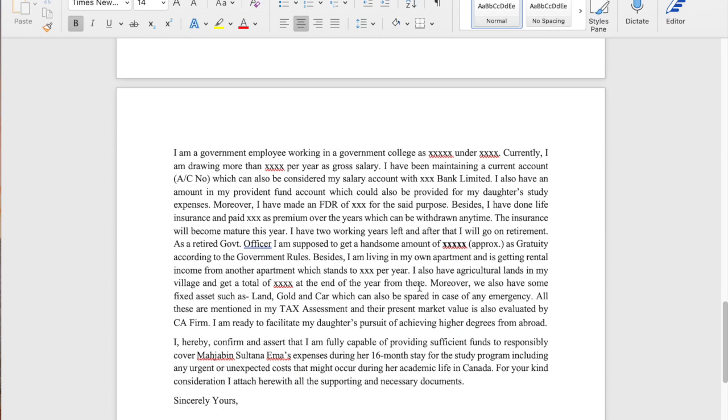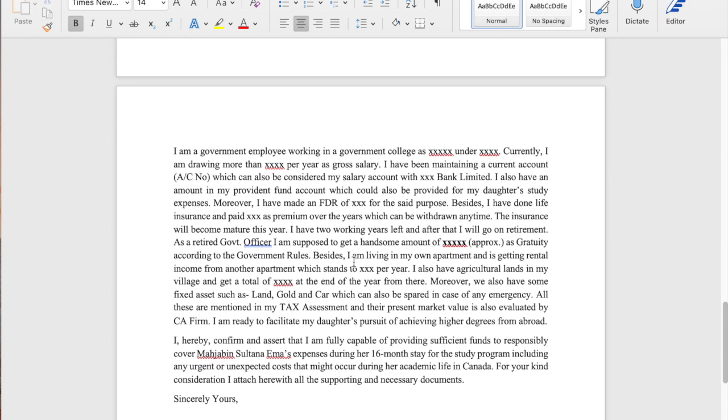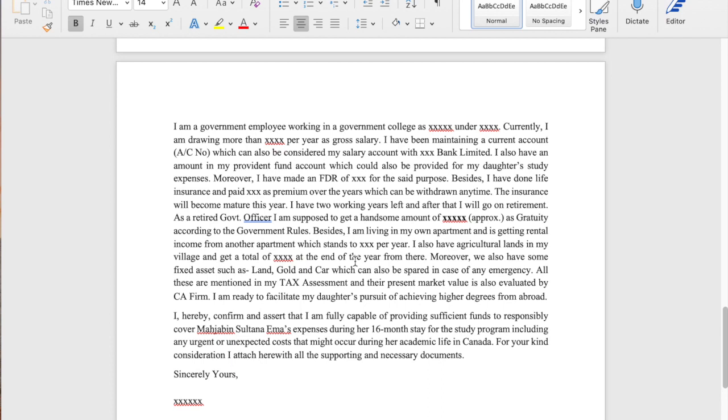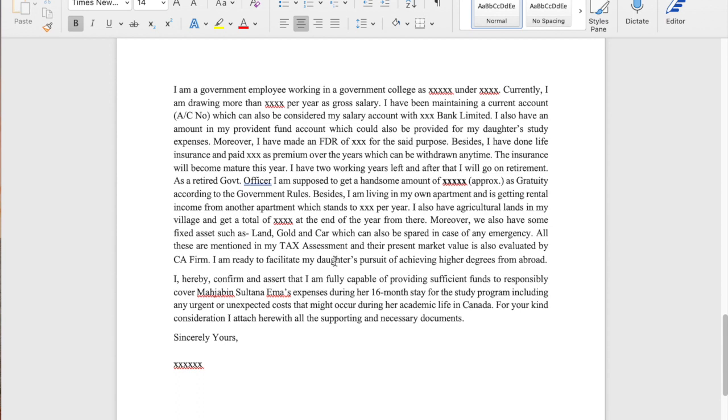So he also mentioned the gratuity amount for emergency purposes, as well as how he is living, if he is living in his own apartment. So he is mentioning that as well, so that it can be shown that the family expense is low for him living in my home country. And here he mentioned that all the tax assessment copies are attached, and also the evaluated documents of his fixed assets from CA Farm are attached below.